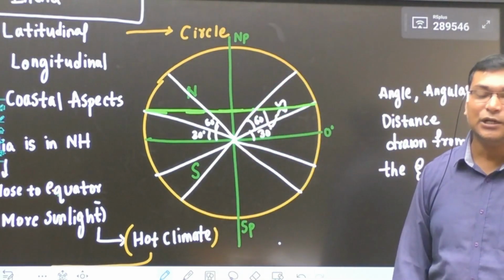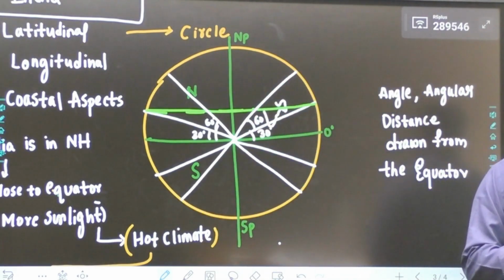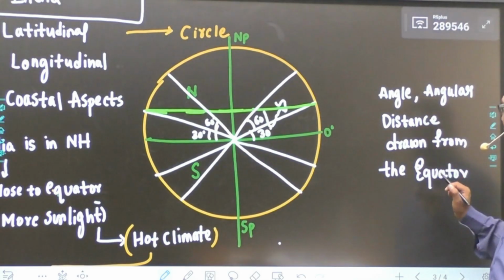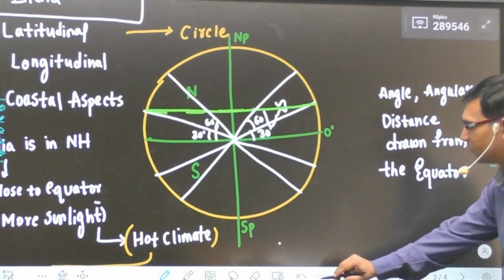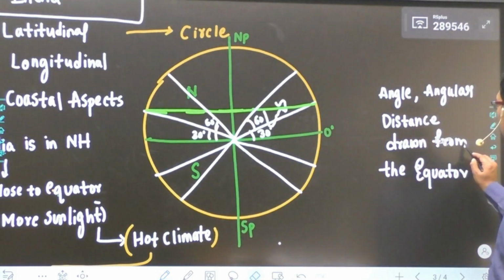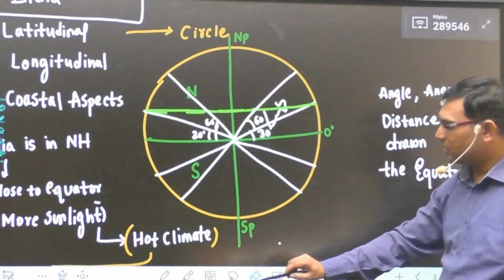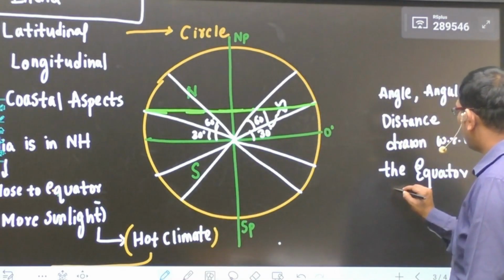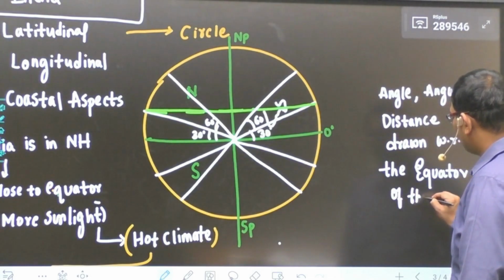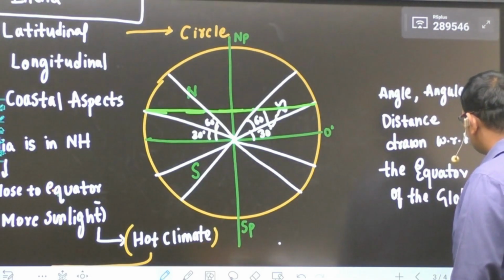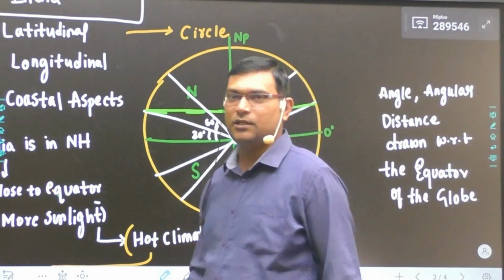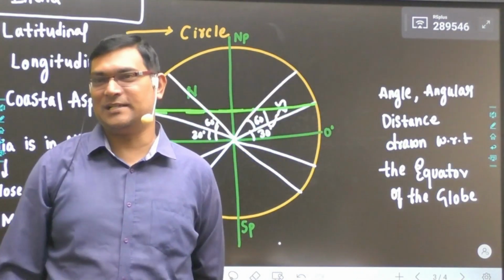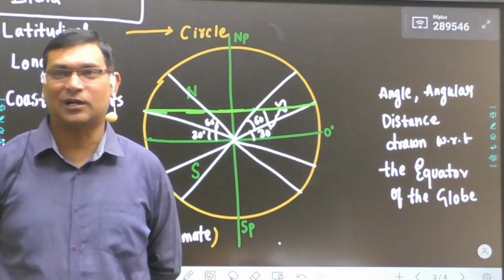Am I right? Clear? So angular distance drawn with respect to the equator, drawn from the equator, I'm writing here, drawn with respect to the equator of the globe, is called your latitudes. Latitudes are drawn, angular distances. This is how the latitudes are drawn.